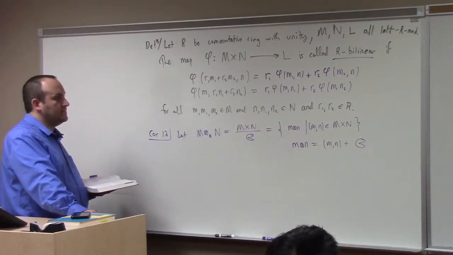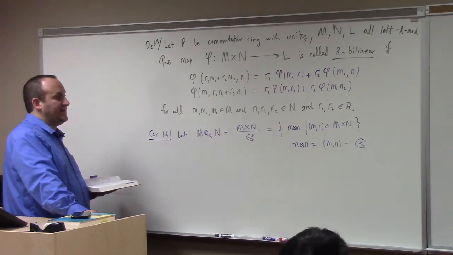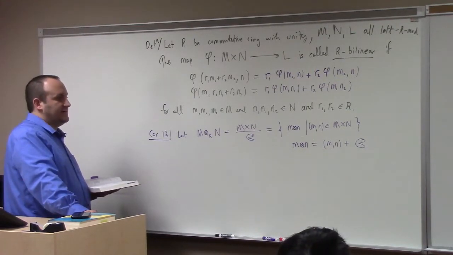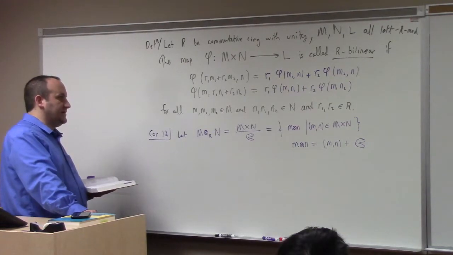Yes? So up in the definition, phi of m1, n is like itself an element of L? Right. Yeah, so the right-hand side is linear, I mean, both of these are values in L, and they're related as given. Which is to say that phi is bilinear.